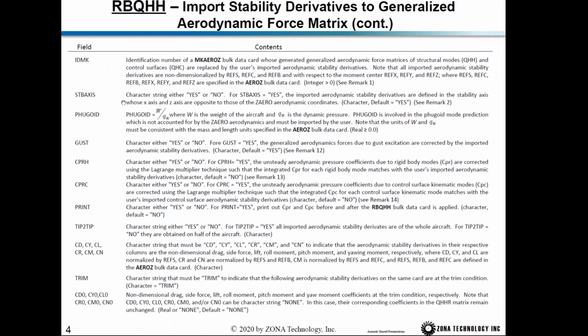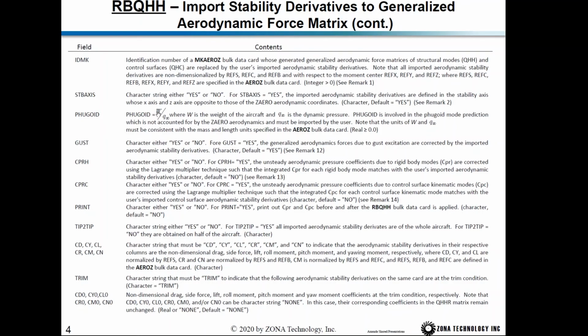And STAB X is yes or no, because the wind tunnel measured stability derivatives are in the stability axis. Okay, and for example, the x of the stability axis goes forward and the z axis goes downward. So this is opposite from the ZAERO aerodynamic axis. So if the stability derivatives are defined in the stability axis, then if you say yes, ZAERO will automatically correct the sign.